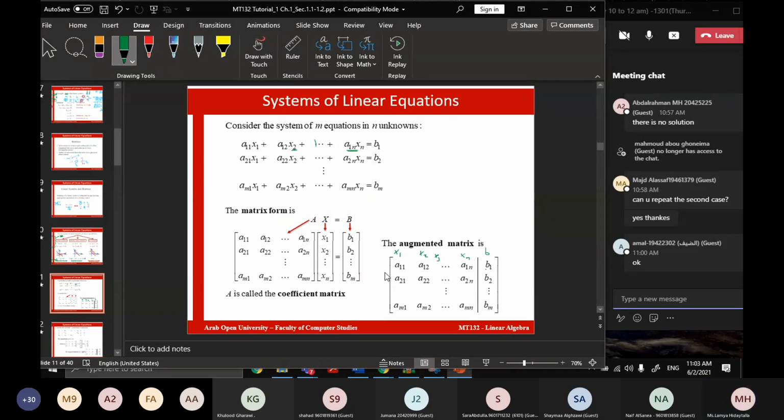Okay, so we have a11 x1, a12 x2, and so on. You put till the last one, which is a1n for the variable xn, and then the constant b1. And then a21 for x1, a22 for x2, till the last one, a2n for xn, and then b2, and so on, till the last one.